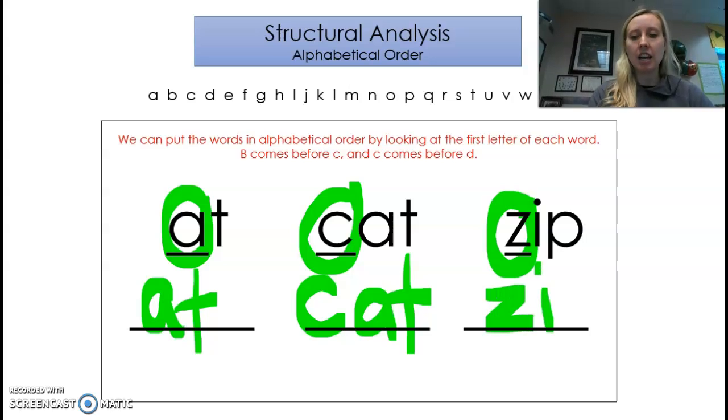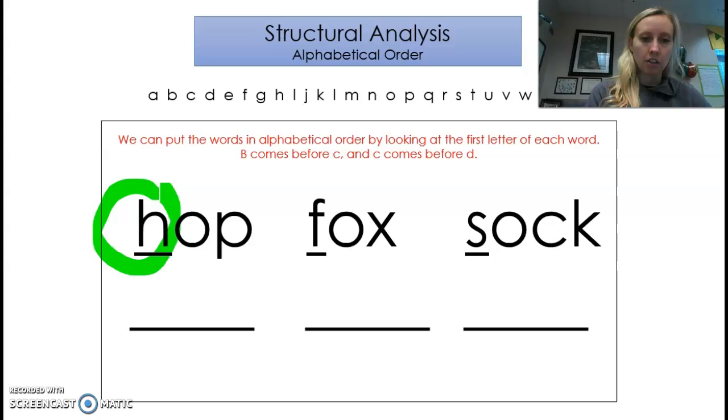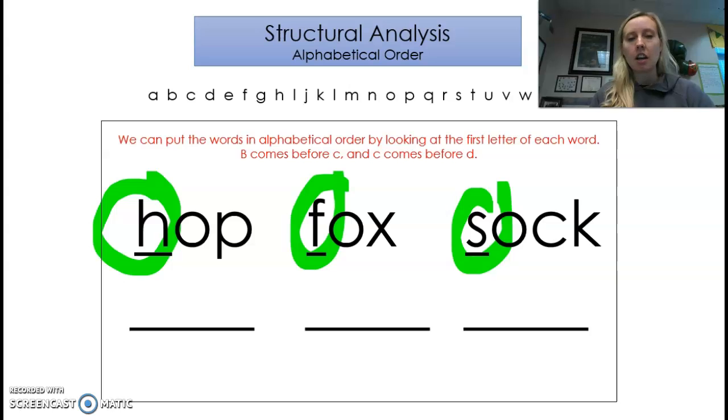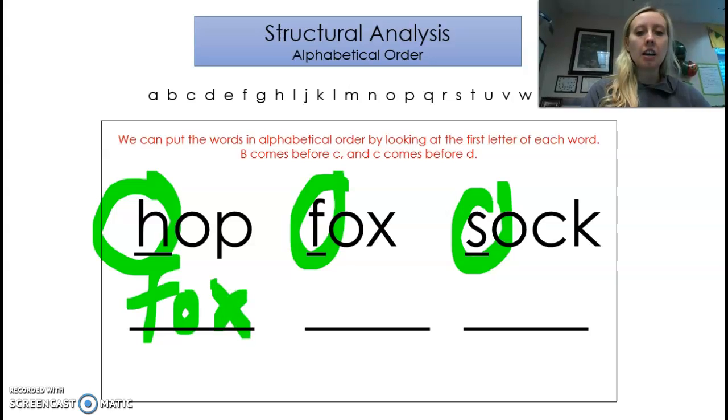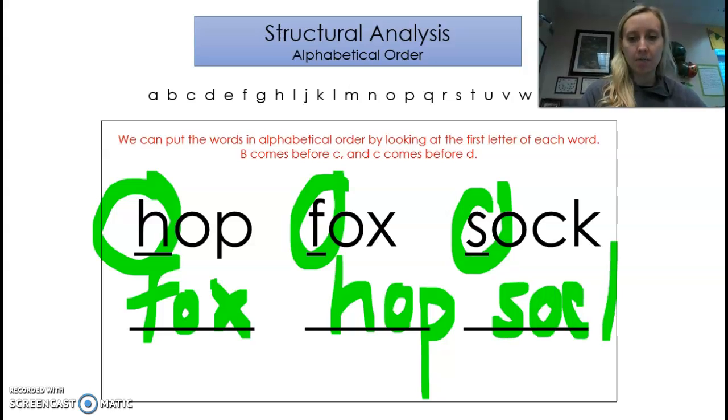Z's very last. Okay, here we go. Let's look at a couple more. We're going to look at H, F, and S. Now let's sing our song. A, B, C, D, E, F. Ooh, F came first. E, F, G, H. There's my H. H, I, J, K, L, M, N, O, P, Q, R, S. There's my S. And we're done.